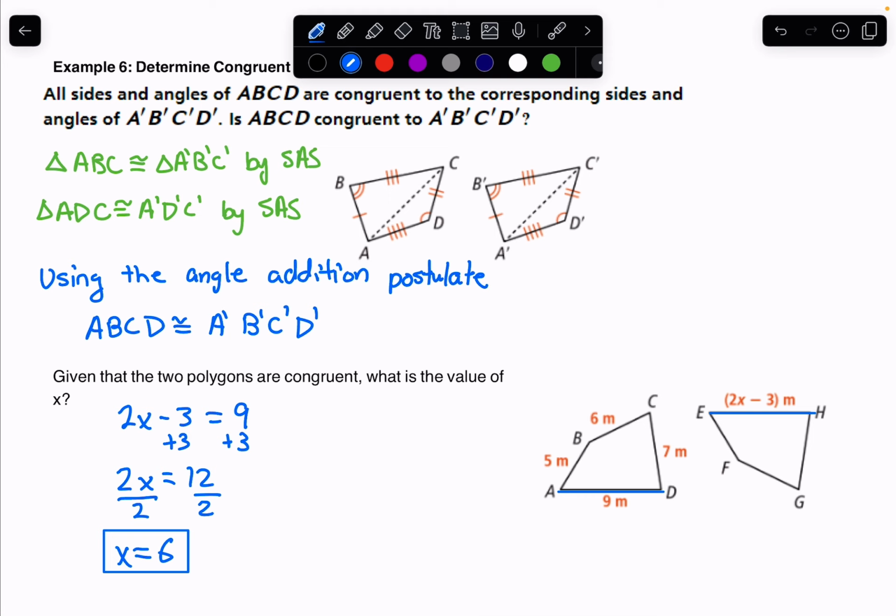Now tomorrow we're going to be putting everything all together, making some more formal proofs about two triangles being congruent using any of these triangle congruence criteria. And then we'll learn one more that is specific to right triangles.